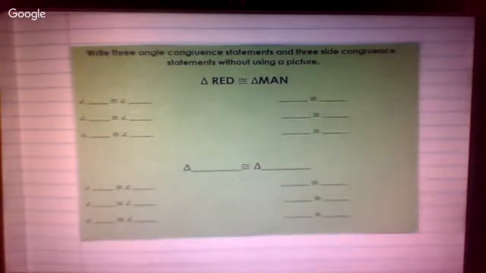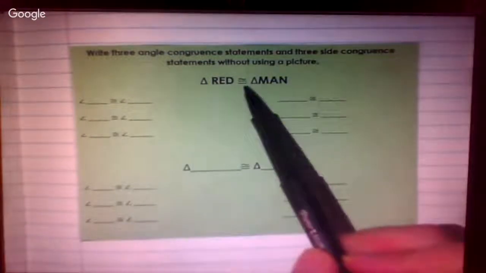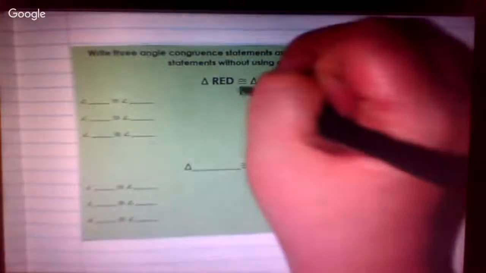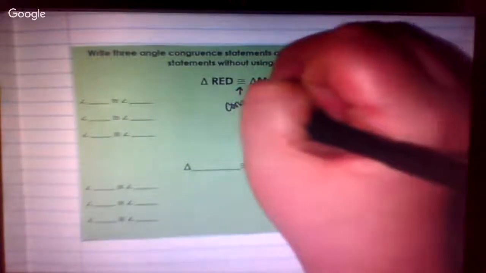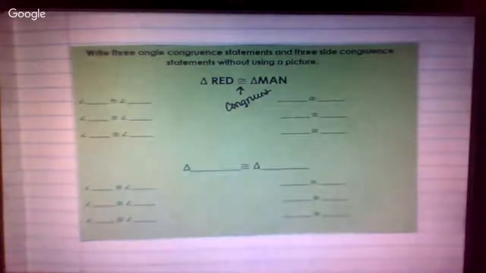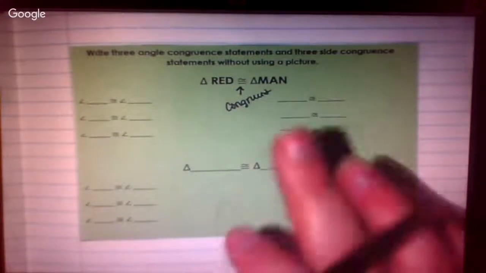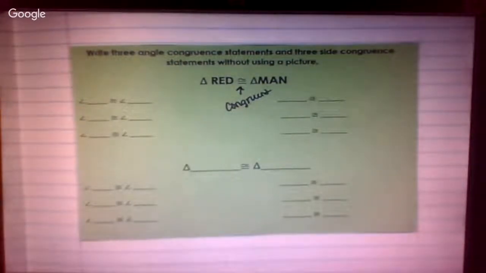Okay, so sometimes I'm not going to give you a picture. Sometimes I'm going to give you a congruent statement. So if I tell you that triangle RED is congruent to triangle MAN, this little symbol here means congruent. Okay. So again, that little symbol in the middle means that we are congruent.